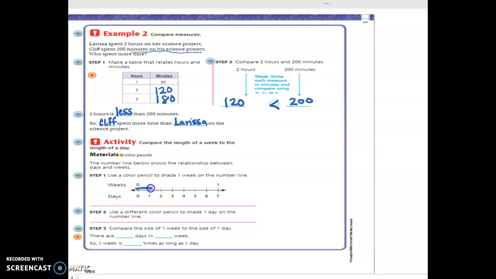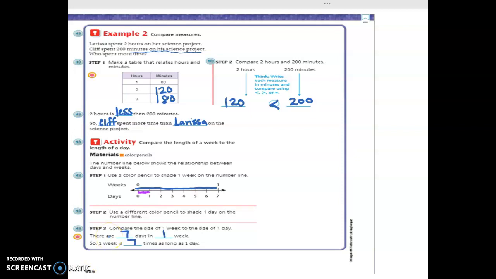So we're going to go ahead and illustrate it accordingly right there. And we know that a day has 24 hours in it, which is about that length on the number line. Now the directions here tell you to use different colored pencils. But if you don't have that, you can use a crayon or just your pencil.